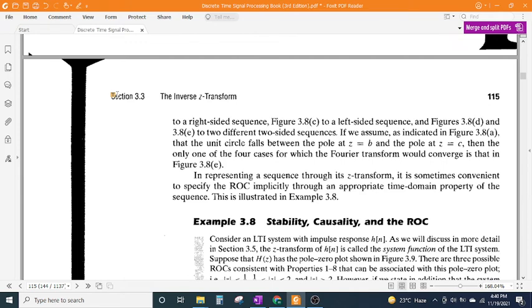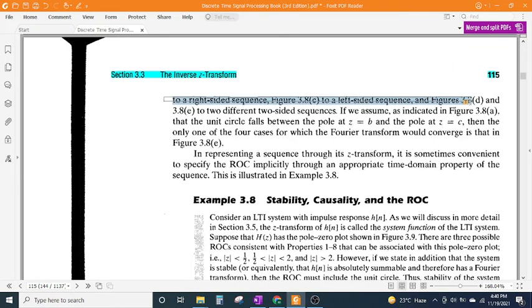Section 3.3, the inverse Z-transform. Figure 3.8(b) corresponds to a right-sided sequence, (c) to a left-sided sequence, and Figures 3.8(d) and 3.8(e) to 2 different two-sided sequences. If we assume, as indicated in Figure 3.8(a), that the unit circle falls between the pole at z = b and the pole at z = c, then the only one of the 4 cases for which the Fourier transform would converge is that in Figure 3.8(e).